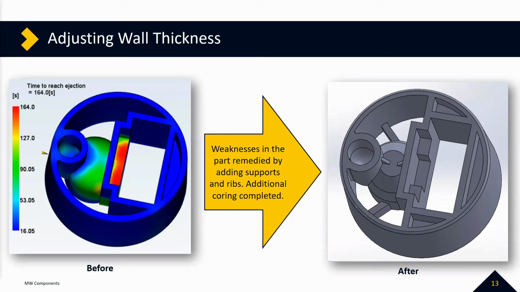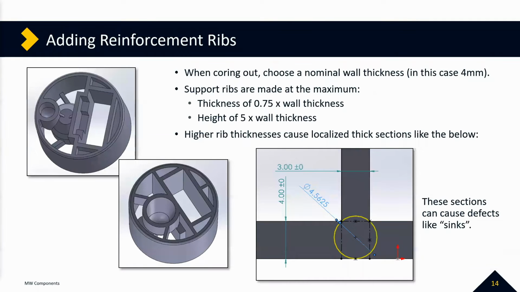So there are some things you need to consider as you're adding reinforcement ribs. What's your thickness, your height of the reinforcement ribs, because you don't necessarily want them to be the same as your wall thickness. Here's why. So support ribs, the rule of thumb here is a thickness of 3/4 of your wall thickness and a height of 5 times your wall thickness.